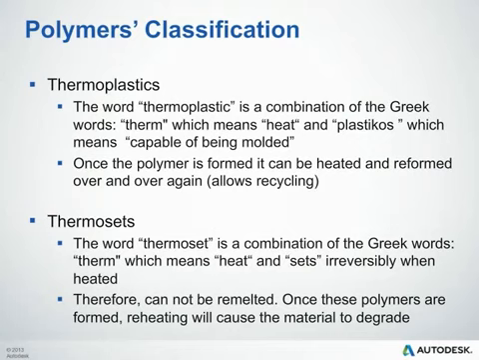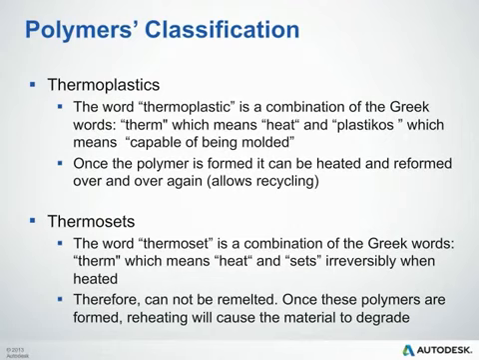There are two main polymer classifications, thermoplastics and thermosets. Thermoplastics also come from a Greek word, therm, which means heat, and plastikos, which means capable of being molded. Thermoplastics are what we'll focus on mainly in these modules. The differentiator here is that thermoplastics can be formed and reformed, allowing us to recycle them. Of course, there are some properties that are lost during this process, but it is something we can do nonetheless.